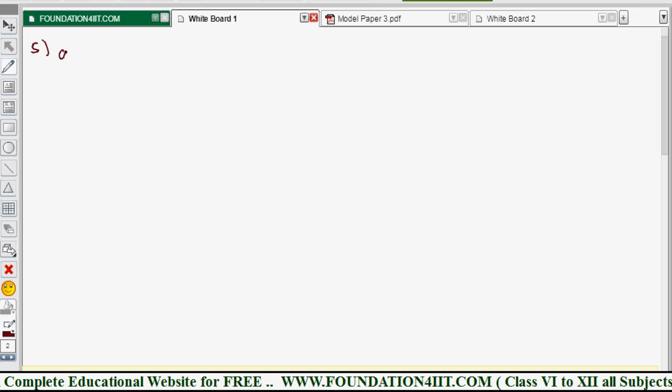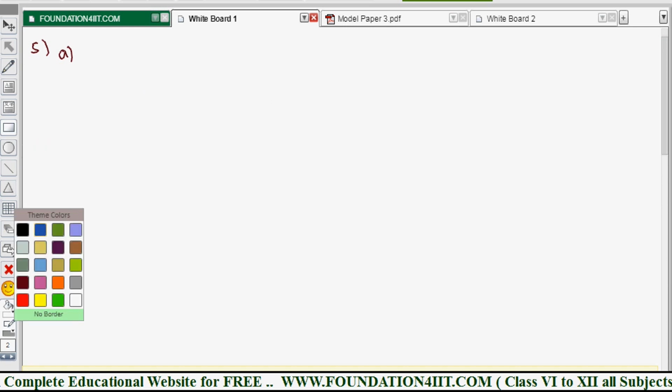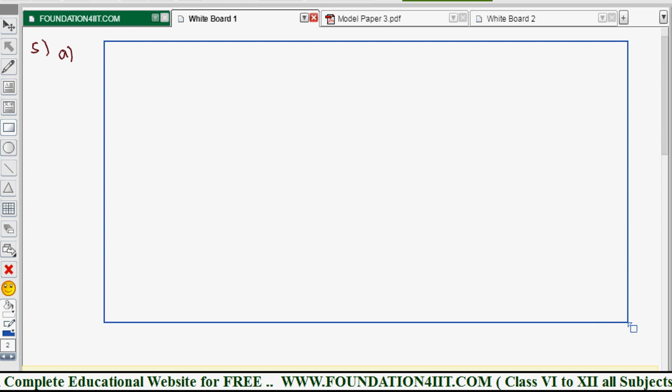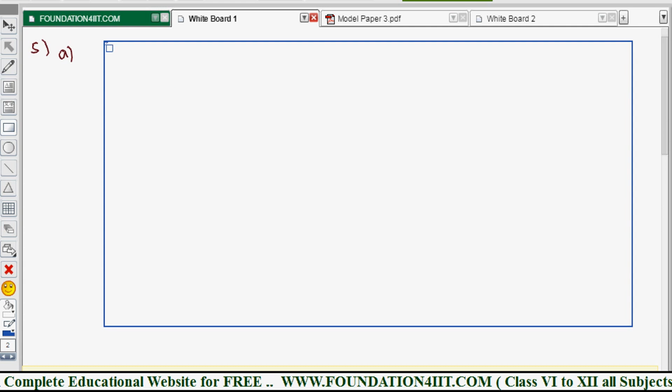We should prepare the table and graph. From the graph only we need to find out the values. Okay, this is a 6 marks question. And if you take the table for this data, we need 5 columns. Okay, we need the total number of columns to be 5. The heights are given in centimeters.